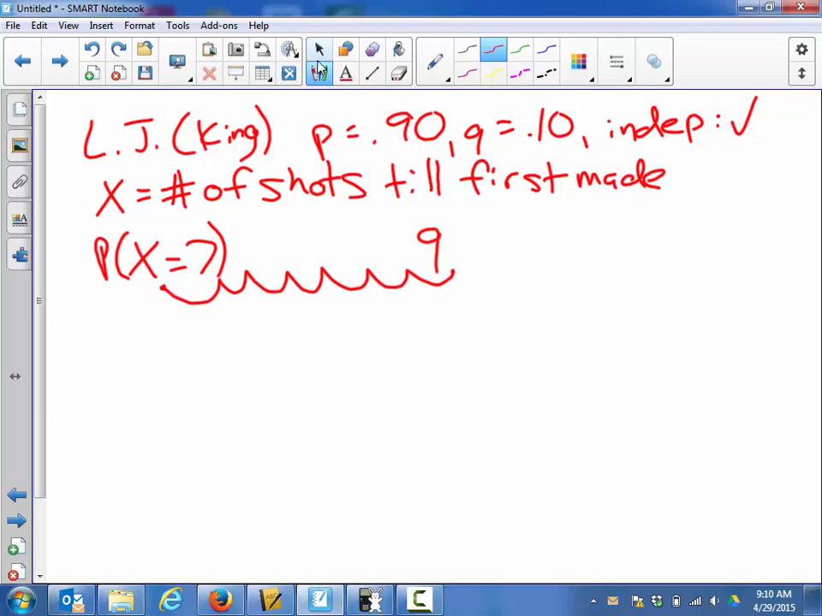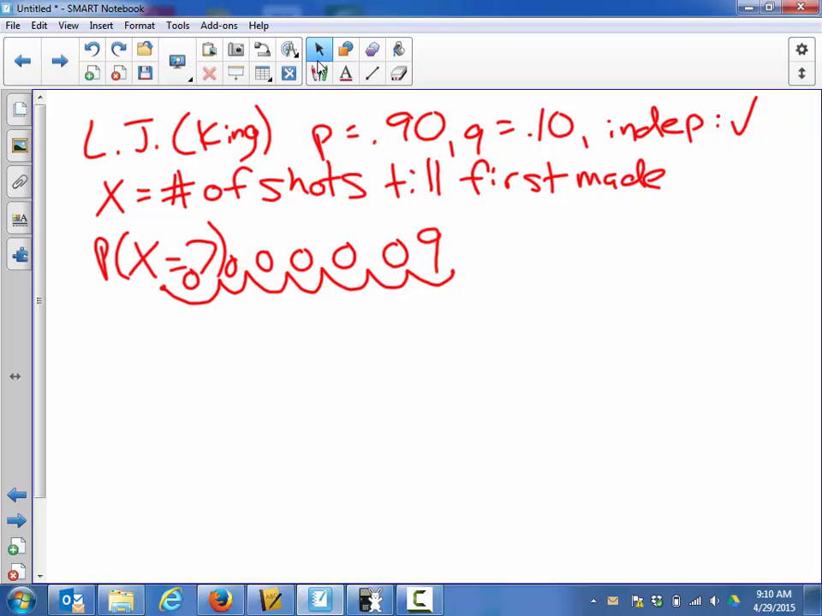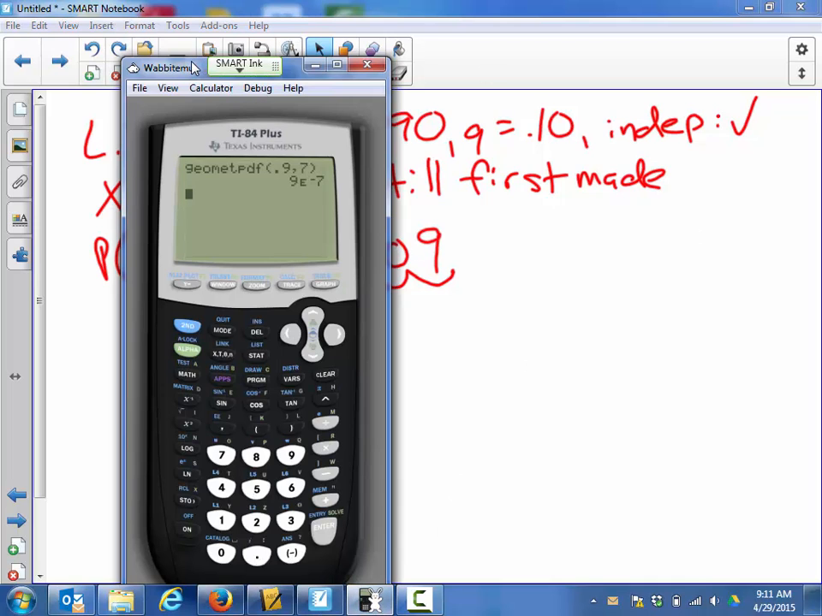So you've got 1, 2, 3, 4, 5, 6, 7, and right over here there are zeros. That's the probability that he makes his first shot on the 7th attempt. Super low.